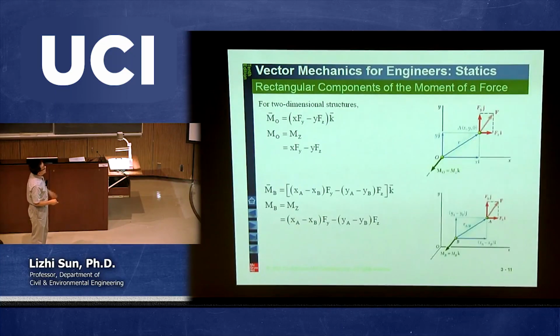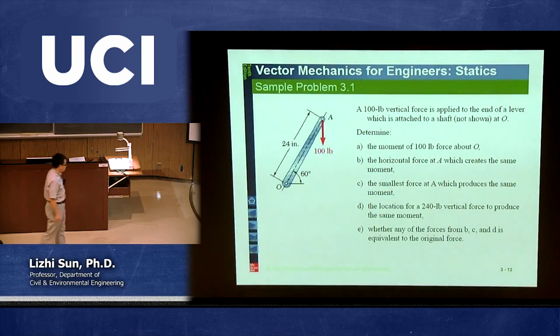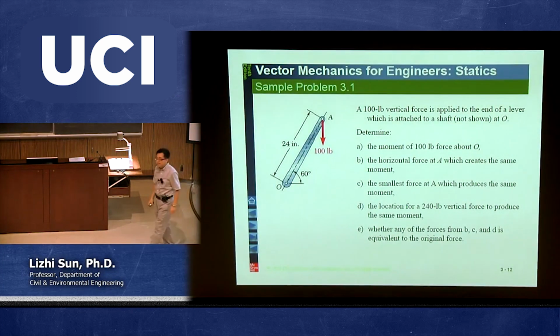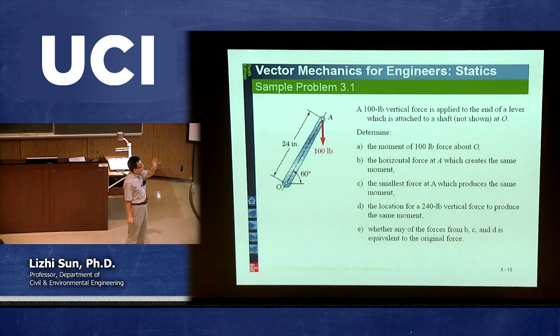Okay, so now I think I basically introduced the first type of moment, which is called a moment of a force about a given point. Now I want to show you two examples of how to calculate the moment of a force about a point. So let's talk about the first one.